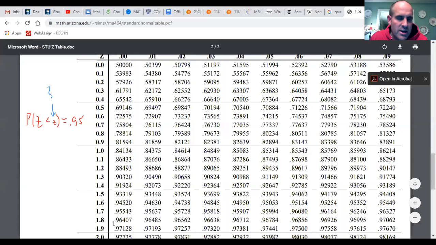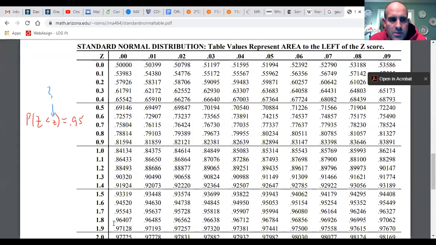Okay, so I want a little z value such that I get 95% below it. There's a couple of ways you can do that. One of them is to stare at the table and look for basically 95% or something close to it. And you can see that that happens essentially right here. You don't have it precisely, but you can see that it happens right there.